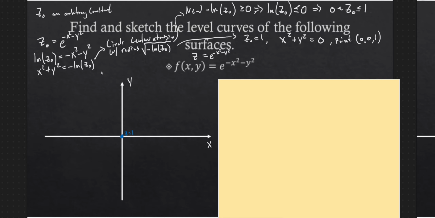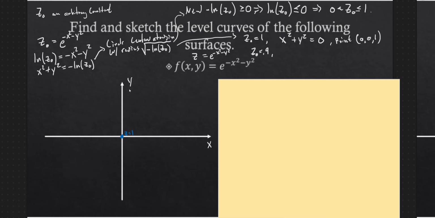So let's say I pick z naught equal to 0.9. Remember, we need to be between 0 and 1. I'm going to have to get my calculator out. Natural log of 0.9 is about negative 0.105. If I multiply by negative 1, negative natural log of z naught is about 0.105. Take the square root of that to get my radius, and I get a radius of about 0.32.